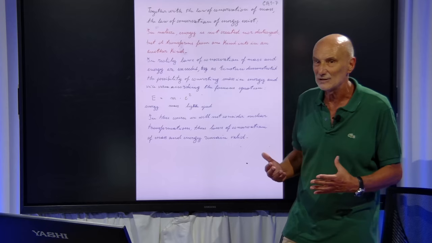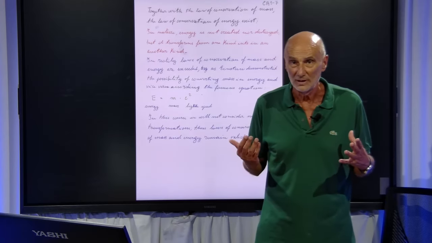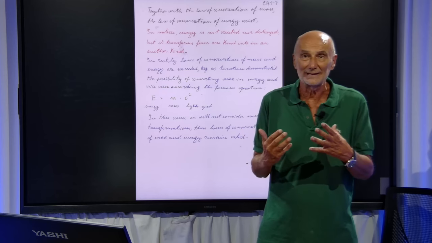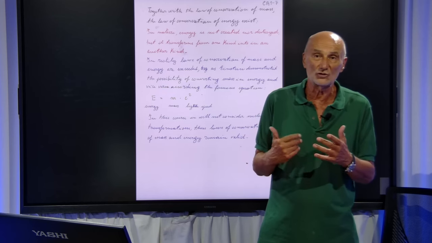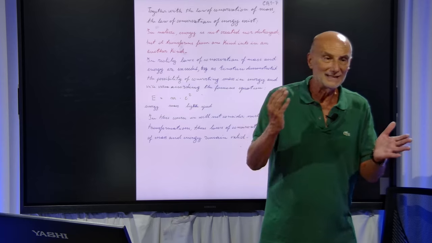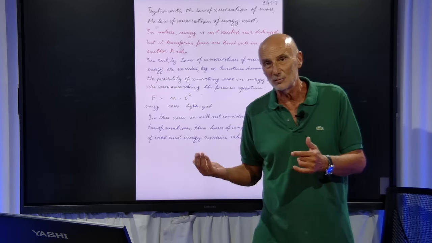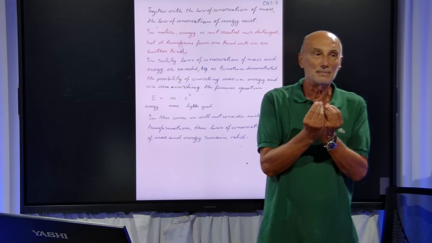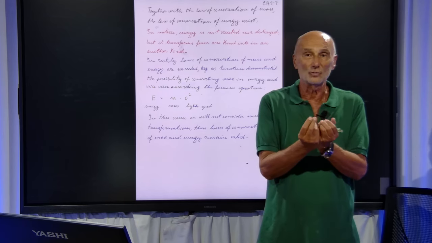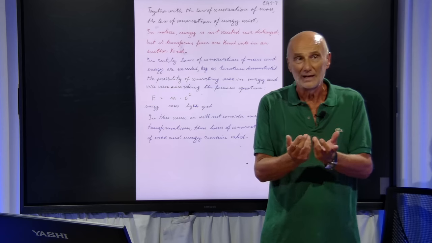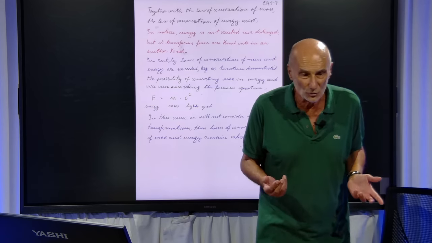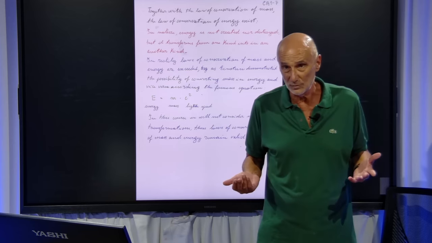Namely, there are atoms that are unstable. These atoms are unstable and decompose into more stable atoms. And by decomposing into more stable atoms, they lose a part of their mass, and this part of their mass is transformed into energy. You know, in this course, we will not study nuclear transformations.